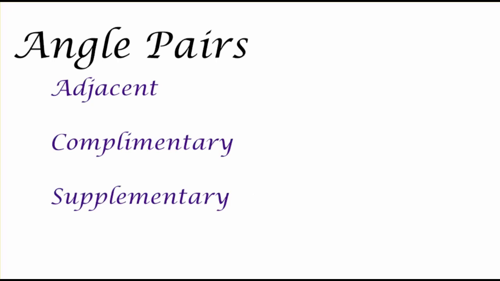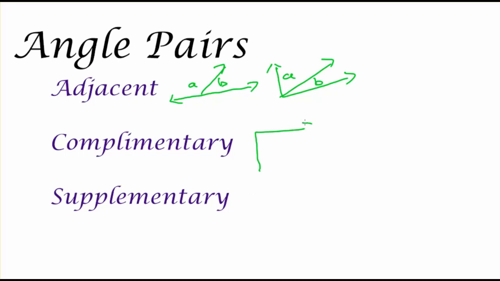Now, angles also get classified by their pairs and the special relationship that an angle might have with other angles around it. The most basic classification could be the adjacent angles. This could be any two angles that are on a line that are simply next to each other. They share a vertex and they share a side. They share a ray together. So there doesn't have to be any other special characteristics other than them just being next to each other.